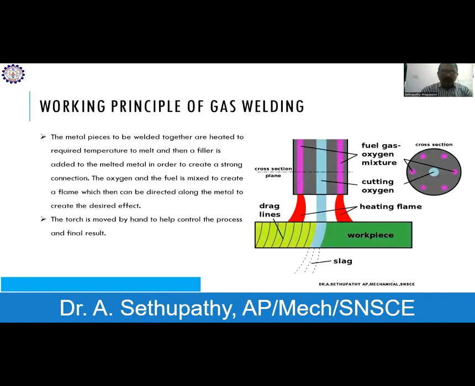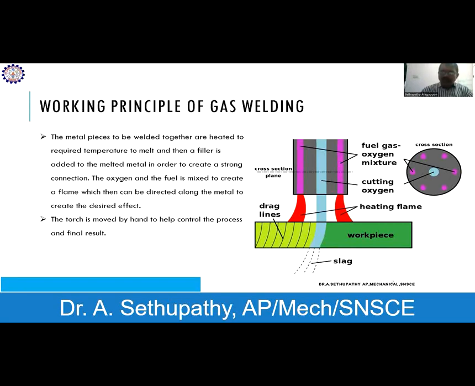This is the working principle of gas welding. The metal pieces to be welded together are heated to a temperature high enough to melt, and then a filler is added to the melted metal in order to create a strong connection. The oxygen and the fuel are mixed to create a flame, which can then be directed along the metal to create the desired effect. The torch is moved by hand to help control the process and the final results. The figure shows the process or principles of gas welding.